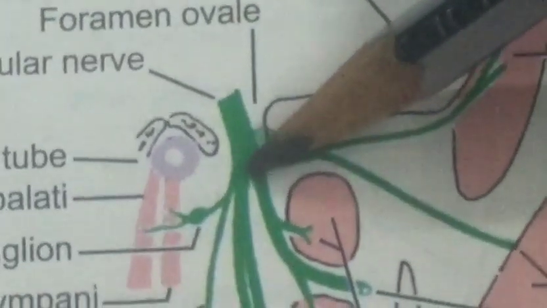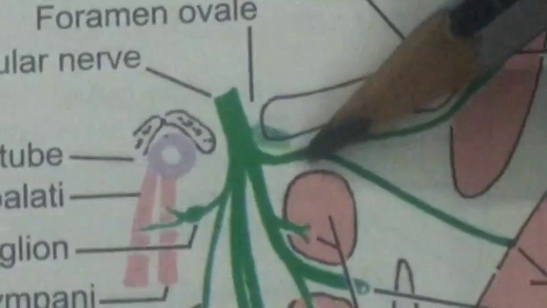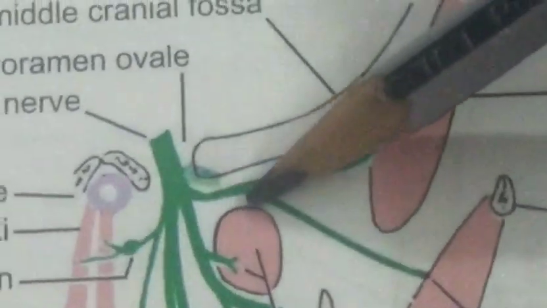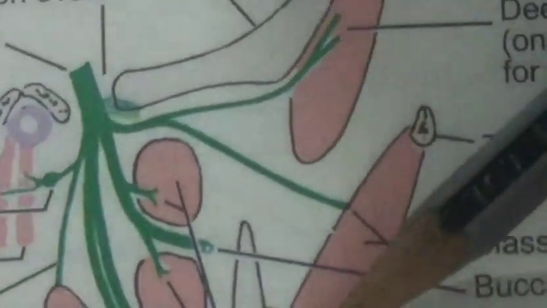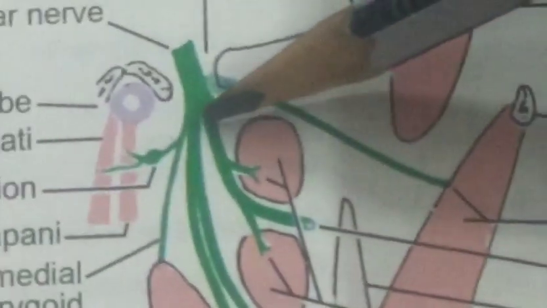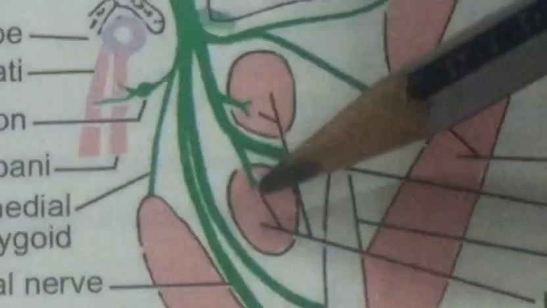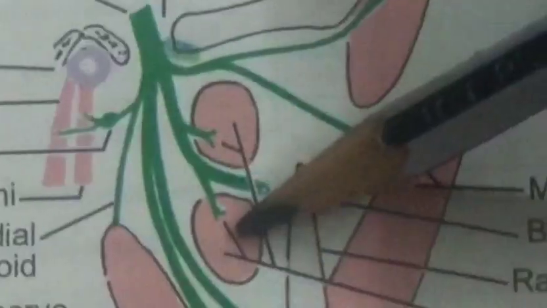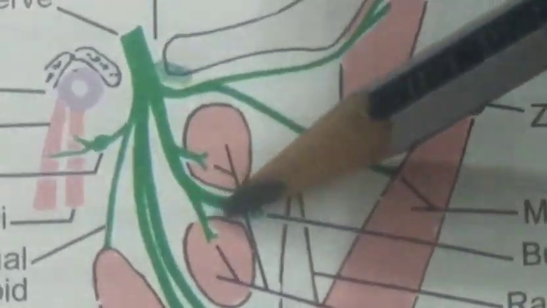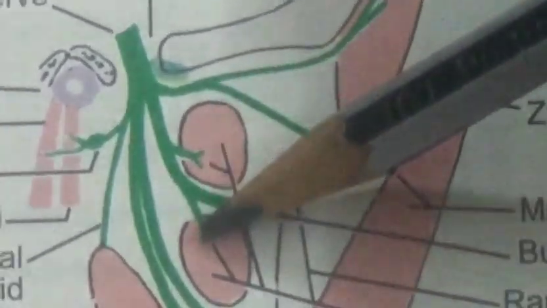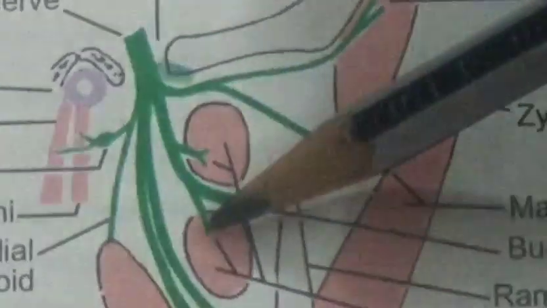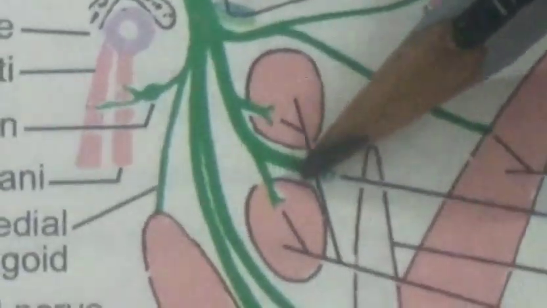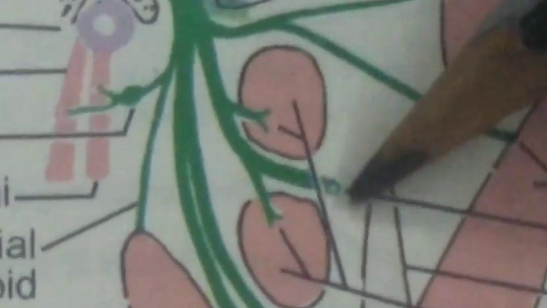From the anterior division, we get the muscular branch to the temporalis muscle, muscular branch to the masseter muscle, and branches to lateral pterygoid muscles. Observe the upper and lower heads of lateral pterygoid, for which the anterior division is going to give branches. In between the two heads of lateral pterygoid, the sensory nerve, long buccal nerve, passes.